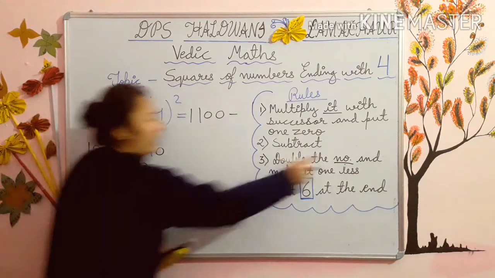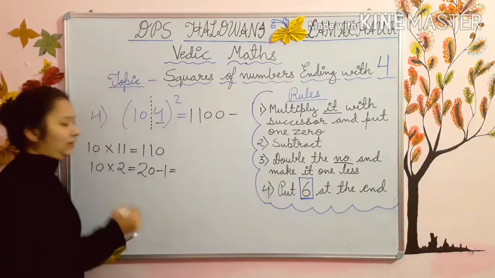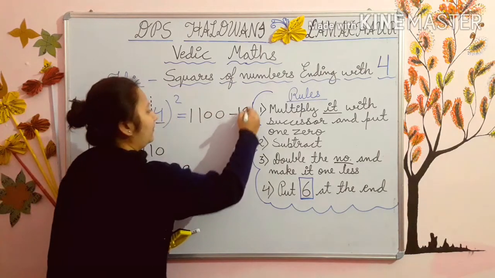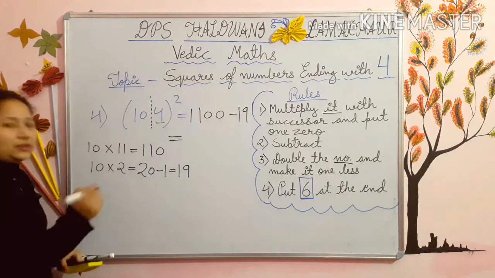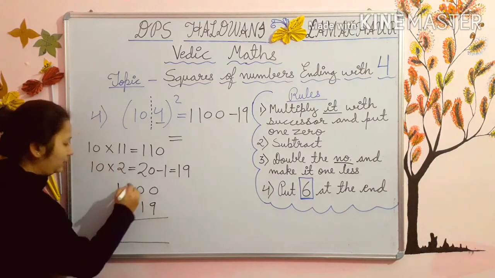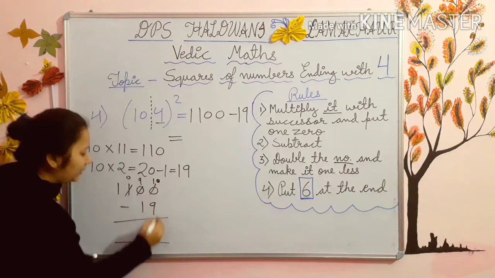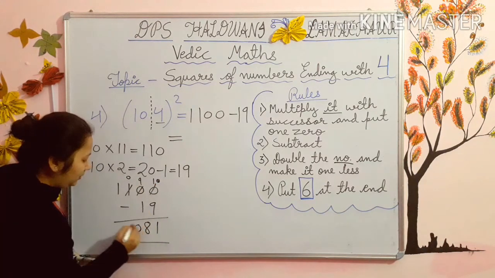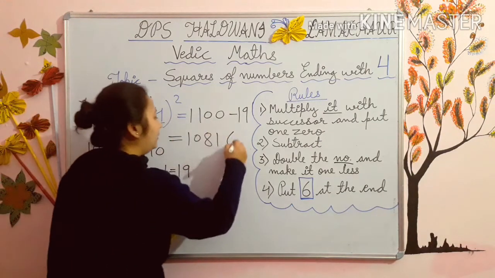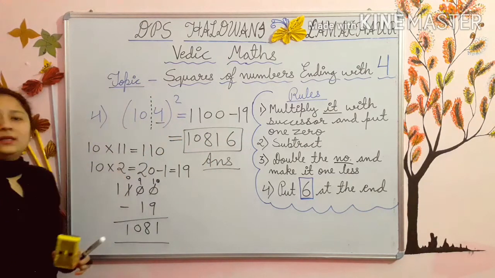I have doubled it. And make it 1 less. 1 less means subtract 1 from it. 20 minus 1 is 19. So, 19 here. Now, subtract it. You can subtract orally also, and I am subtracting here for you. See, 0, 9, 10. 10 minus 9, 1. 9 minus 1, 8, 0, 1. It's 1, 0, 8, 1. And put the 6 at the end. So, this lengthy answer, see, we have taken out in some seconds.